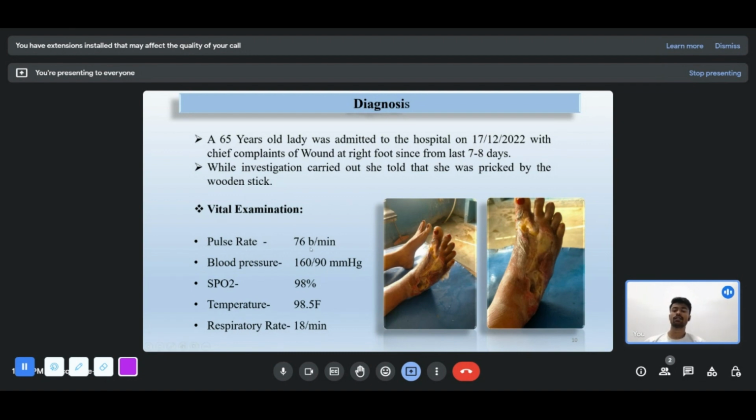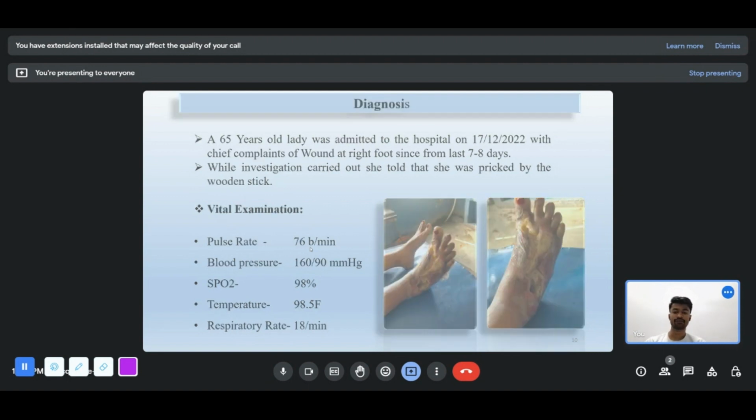Okay, next are the vital examinations. The pulse rate is 70 beats per minute. Blood pressure is 160 by 90 mm of Hg. The SpO2, that is oxygen level, is 98%. Temperature is 98.5 Fahrenheit. The respiratory rate is 18 breaths per minute.